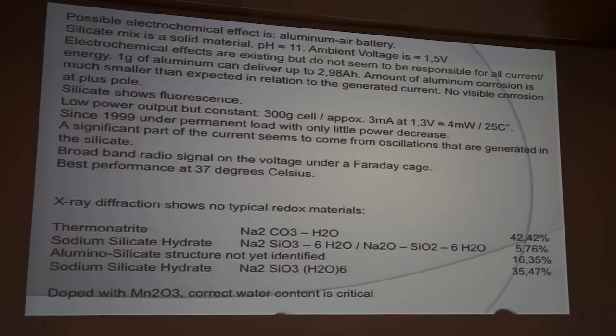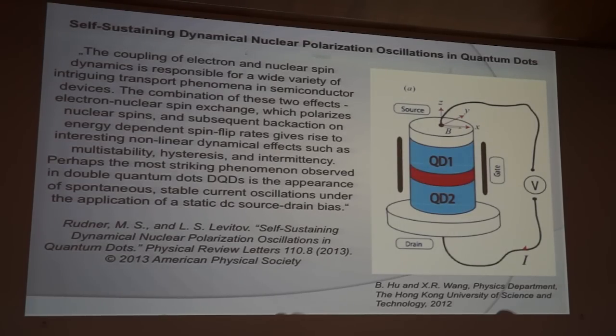The X-ray diffraction shows thermonatrite, which is rather a rare form of sodium carbonate, then differing sodium silicate hydrates, silicate oxide, and an aluminosilicate structure that could not yet be identified. This whole thing is doped with a ferromagnetic isolator of manganese oxide. Now, there are two oscillatory phenomena playing a role in the silicate.